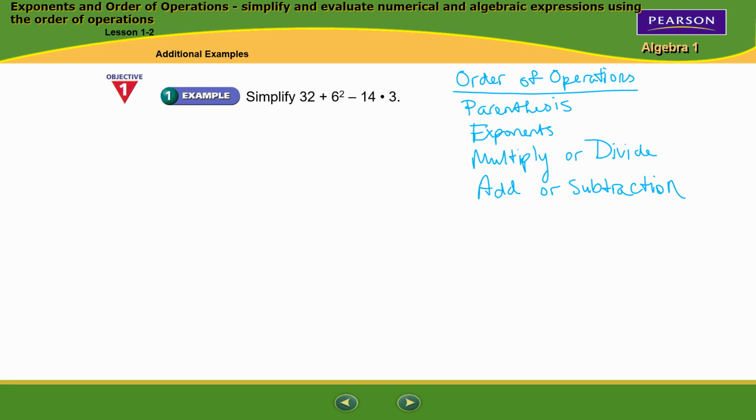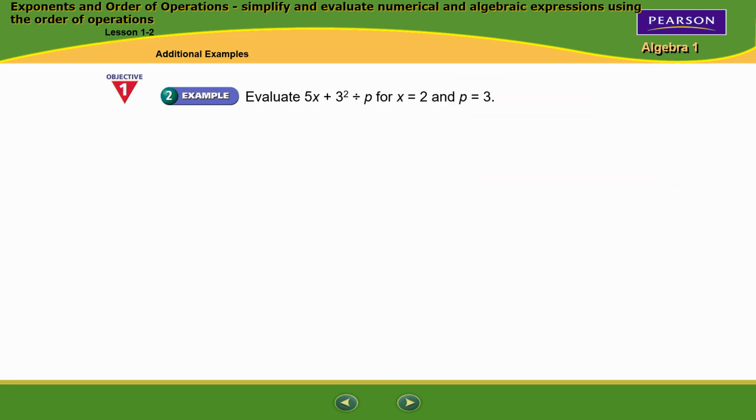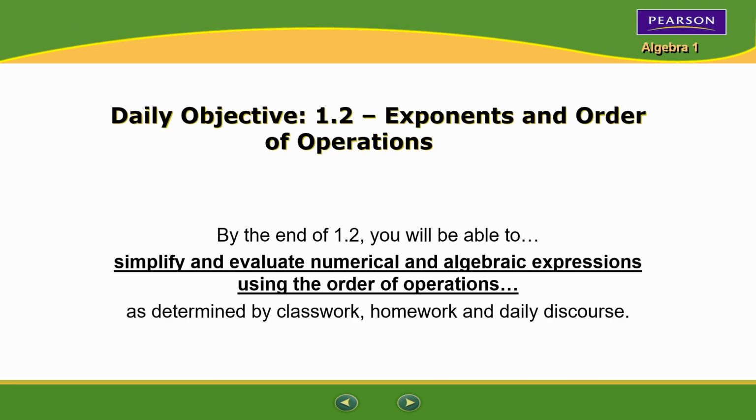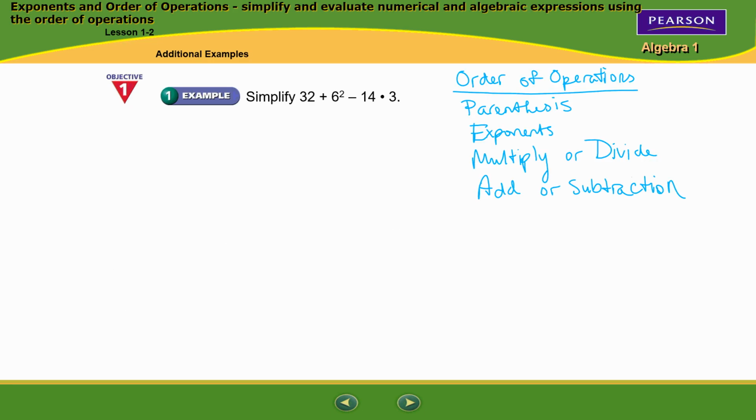I just screwed something up. These say or. The pen tool's not working. There we go.